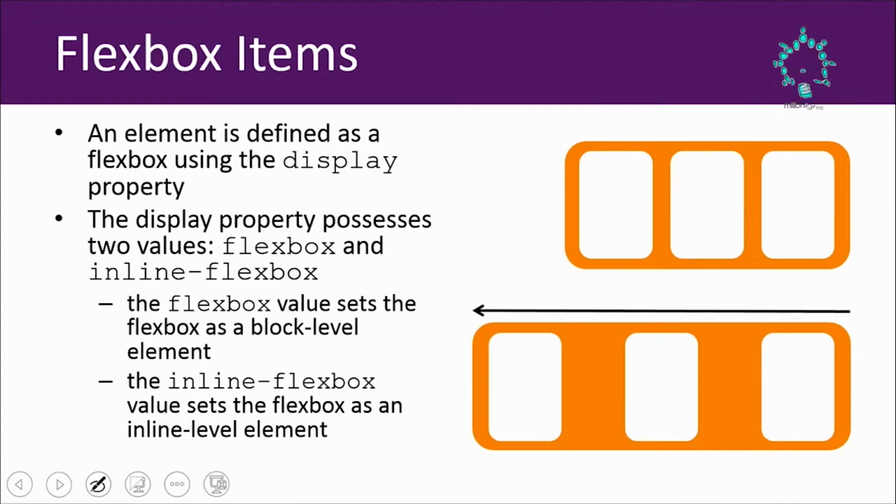So an element is defined as a flexbox using the display property. Okay, we'll go ahead and demo this here in just a little bit, but the display property possesses two values. You've got flexbox and inline flexbox. Okay, a flexbox is going to be a block level element, and then an inline flexbox is going to be an inline level element. And so what that means is that if it's inline, maybe you could set it inside of text. Whereas if it's block level, it's going to be on its own line of text unless you're using a float property to float it to the left or the right of the screen.